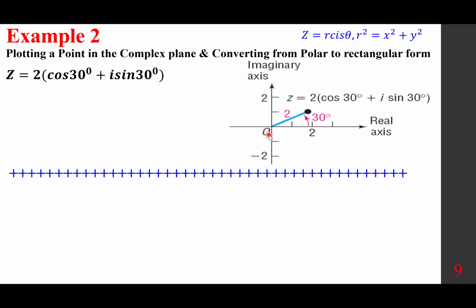R equals 2. Now, as you know, cosine of 30 is square root of 3 over 2, and sine of 30 is 1/2. And we can drop the 2, cancels out both of them. We get square root of 3 plus I. Again, real axis, imaginary axis.